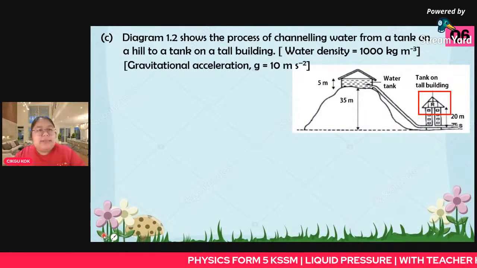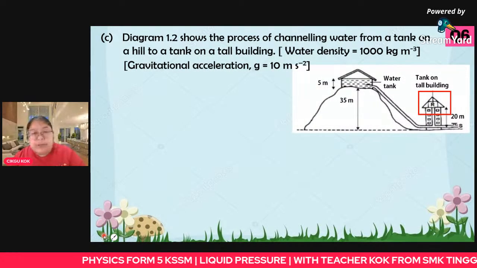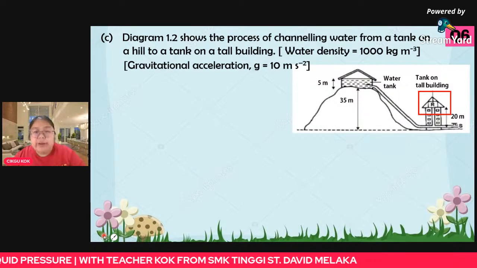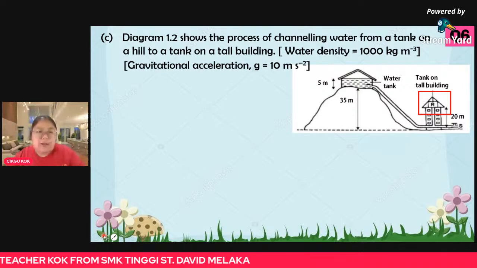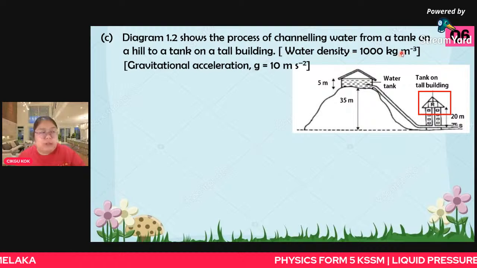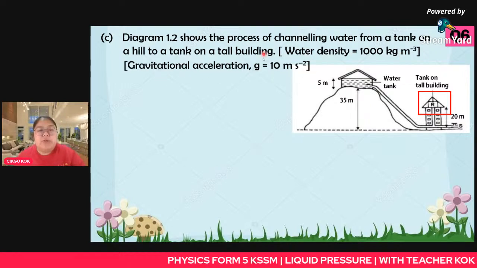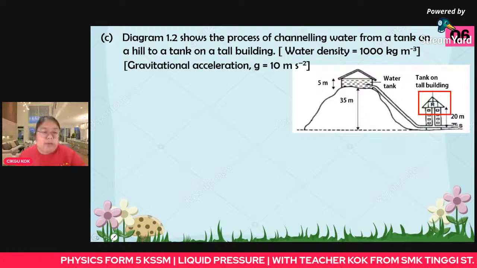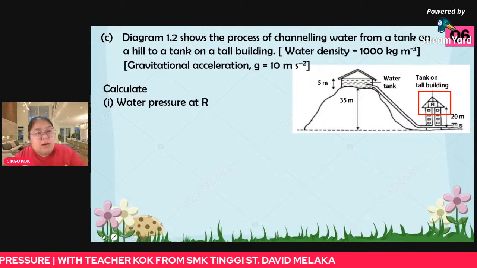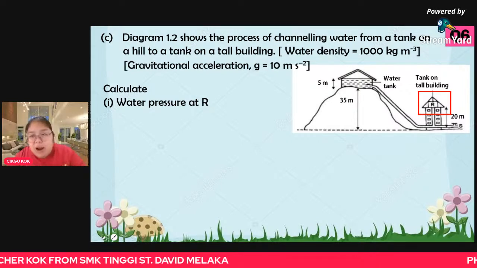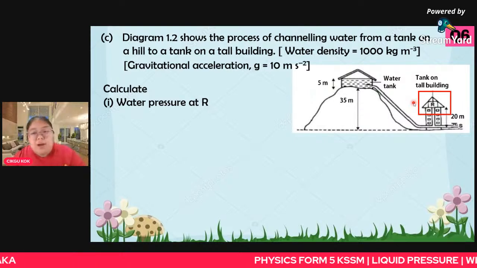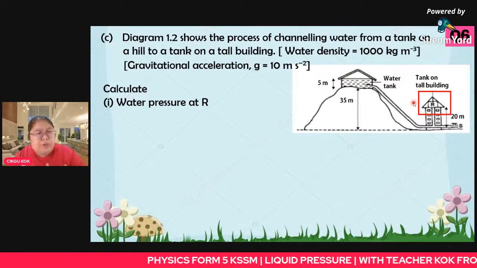Question C, calculation. So prepare your calculator again. Diagram 1.2 shows the process of channeling water from the tank on a hill to the tank of the tall building. Water density is 1,000, and the gravitational acceleration we are using is 10. Now the first question: calculate the water pressure at R. What is the water pressure at R? R is here. So to calculate the water pressure at R, you need to find h. How to find h?